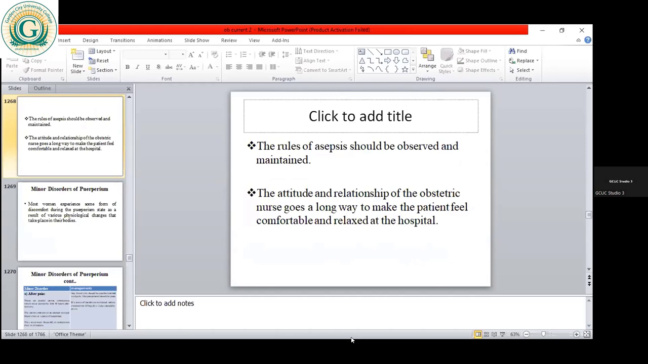The attitude and relationship of the obstetric nurse goes a long way to make the patient feel comfortable and relaxed at the hospital. Don't go to the patient and say, hey, you have delivered, by delivering, it's not easy. When you do that as a nurse, you are scaring the mother. Be a good friend to a lactating mother, a newly delivered mother, and her baby. So that is the care.